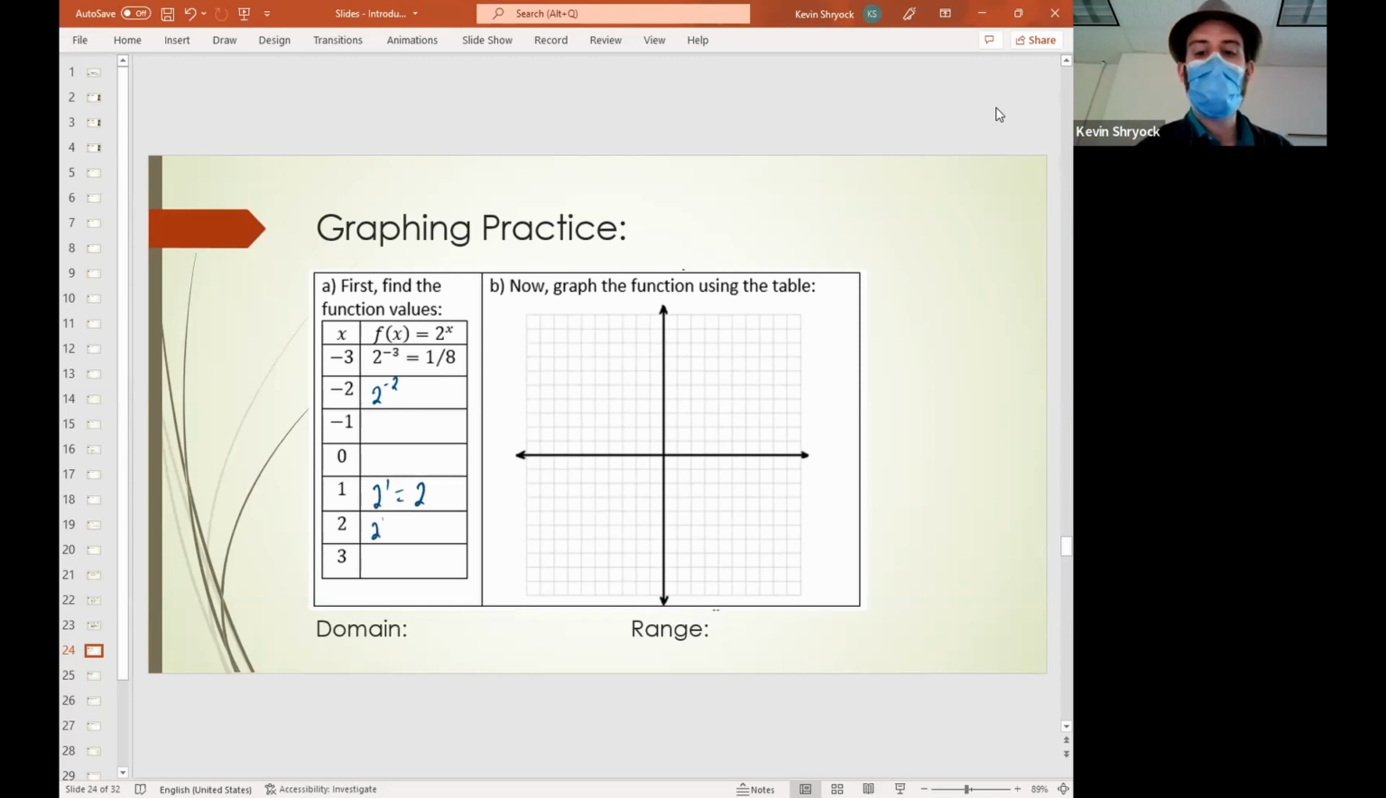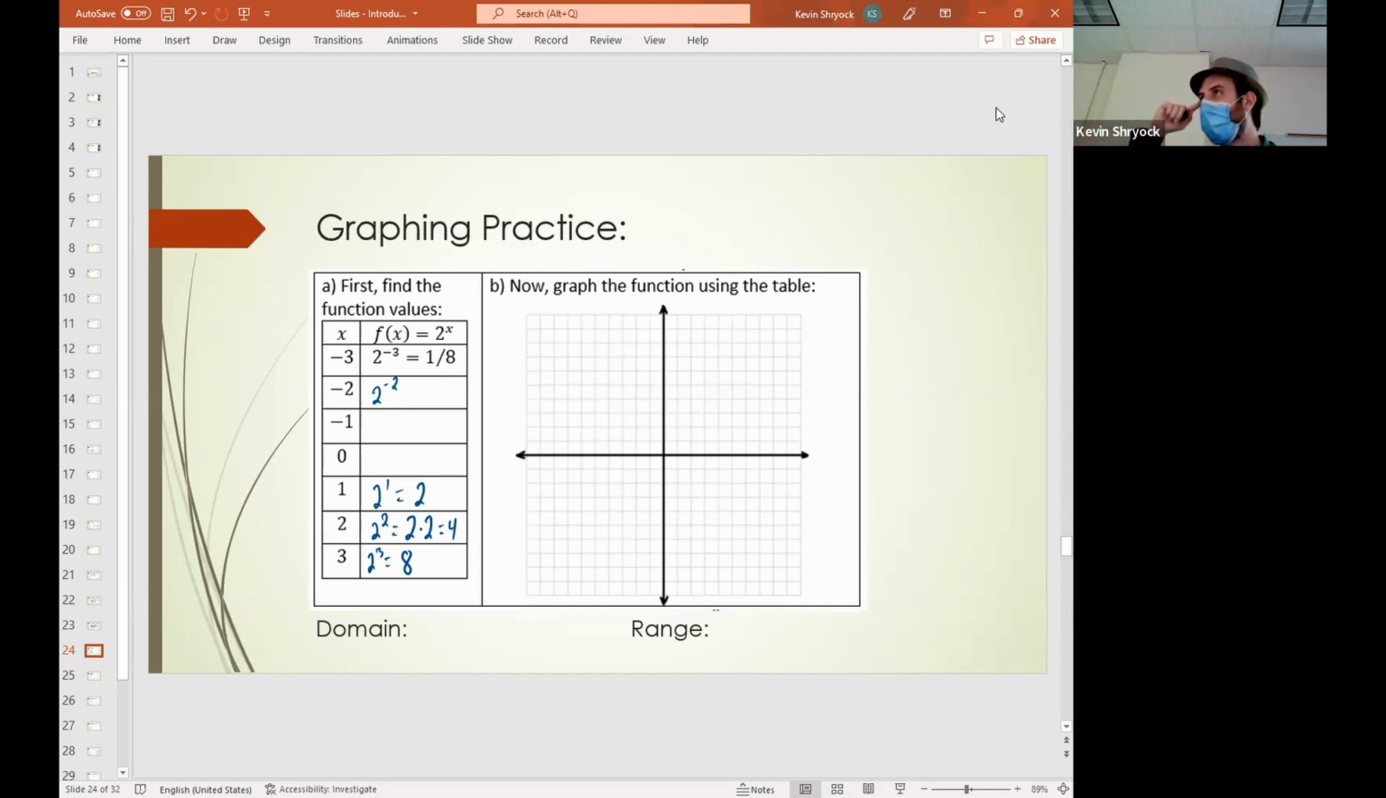2 squared. That is 2 multiplications of 2, right? And then 2 cubed would be how many multiplications? 3. So that gets us 8. Now let's jump to the negatives for a moment.